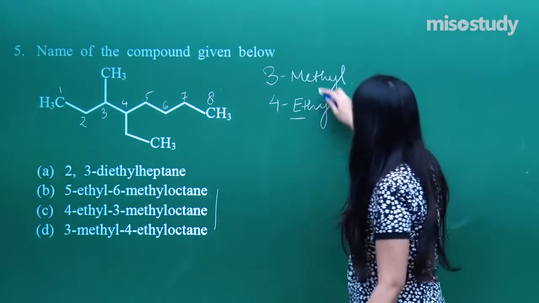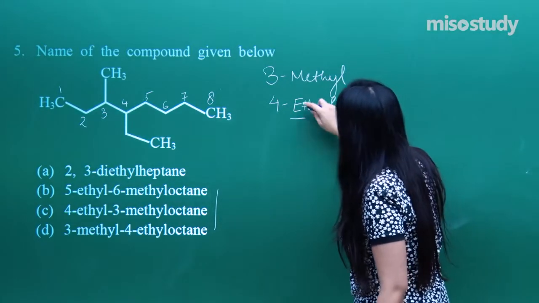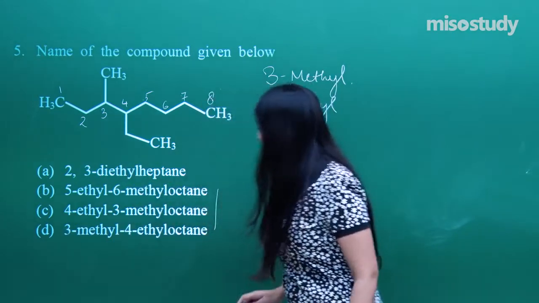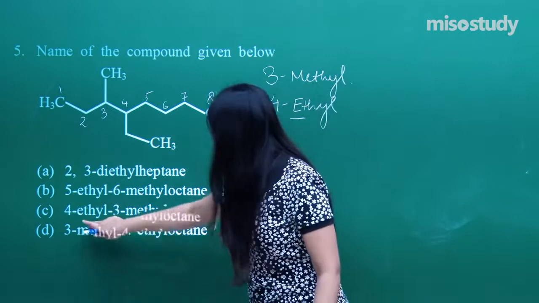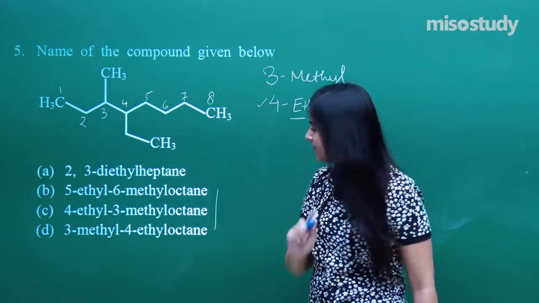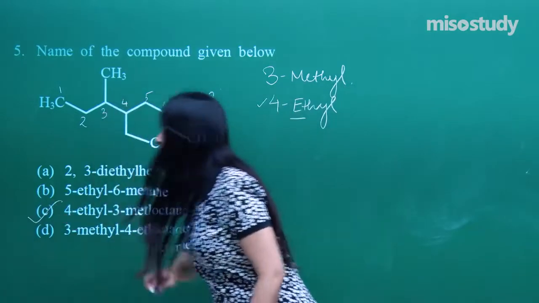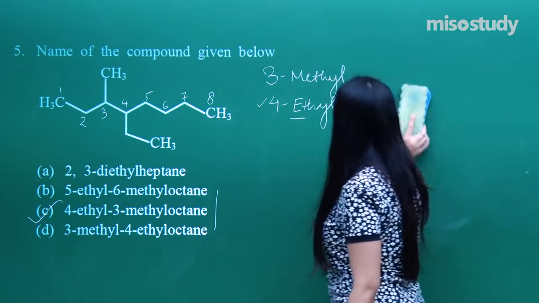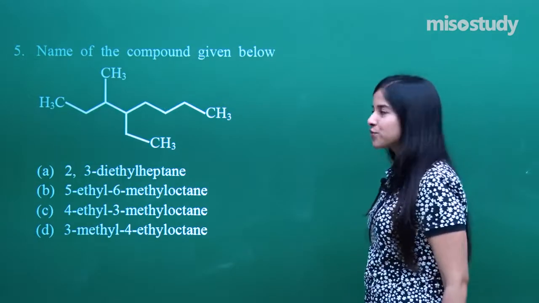That means, as per the alphabetical order, I need to mention 4-ethyl first. Where is the 4-ethyl? Okay, I have got the answer. 4-ethyl, 3-methyl and octane. So that is the answer over here. Very correct. I hope you all have got it right. It was a very simple question. So now let's move on to the next question.